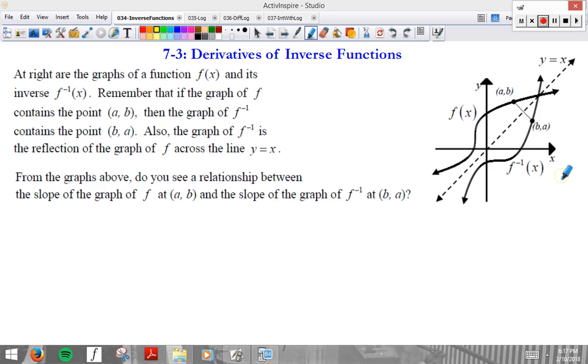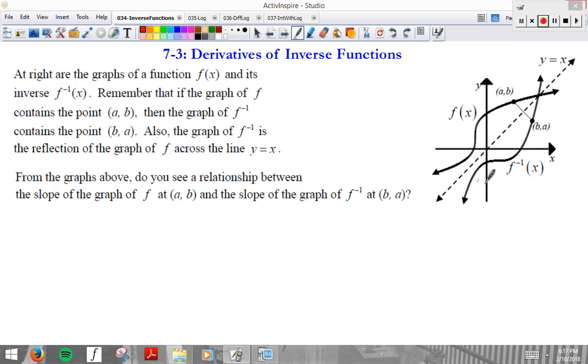At right are the graphs for a function f and its inverse, f inverse. That's what that little notation means, f to the negative 1 power. Remember that if a graph of f has the point (a, b), then the graph of f inverse has the point (b, a). That means, this is the same statement, the graph of f inverse is a reflection of the graph of f across the line y equals x.